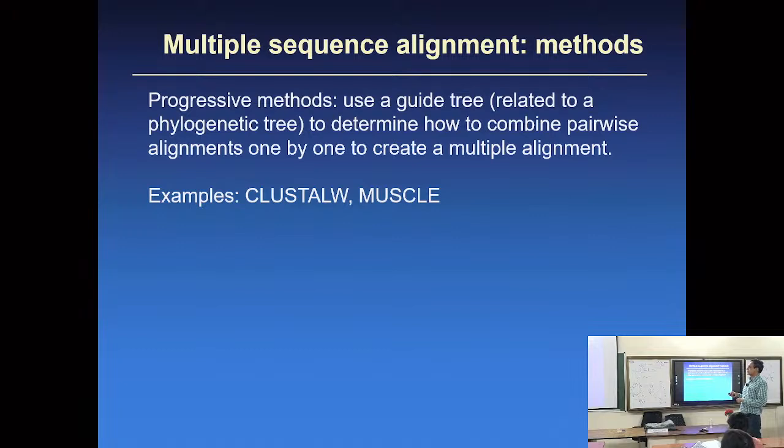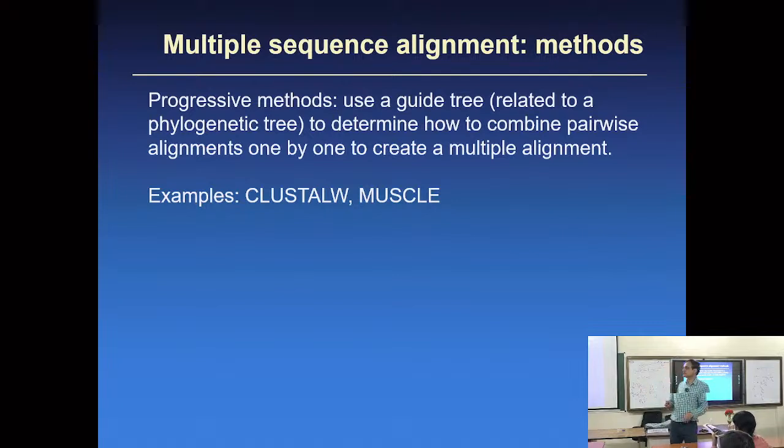Now methods. Just like pairwise alignment, where you can use dynamic programming algorithms for obtaining the optimal alignment, you can use dynamic programming algorithms for multiple alignment also. But it becomes really very complex. Computationally, it is just not feasible to obtain the best alignment using this method. So heuristic methods have been developed for multiple alignment.